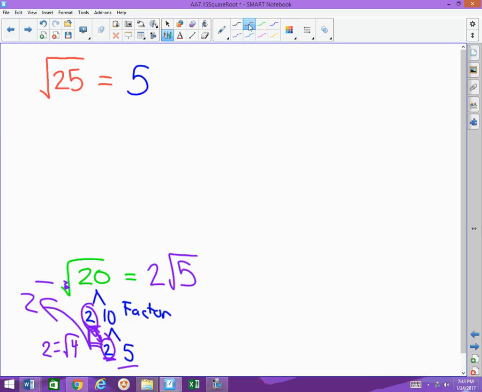Now the other way that you can do the square root of 20 is say, well, hey, that's 4 times 5, and then I know that the square root of 4 is 2. And you're still at 2 times the square root of 5. Either way, it is fine.